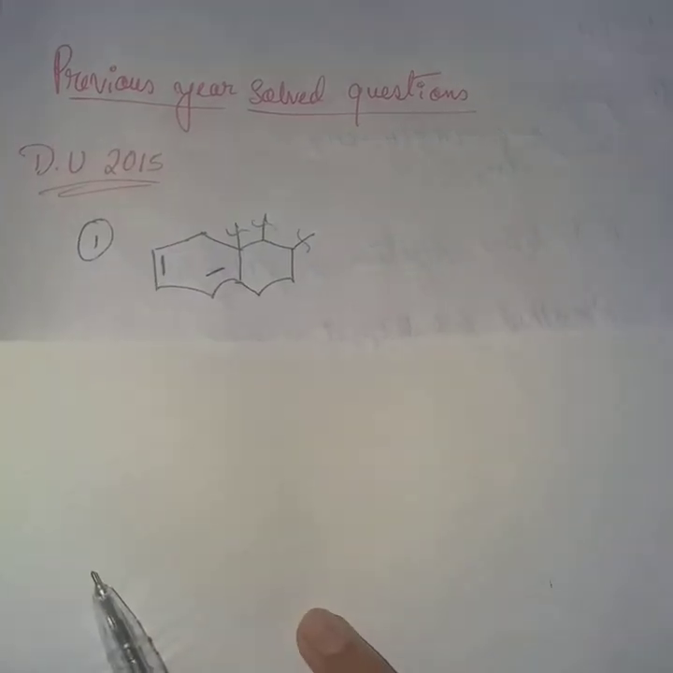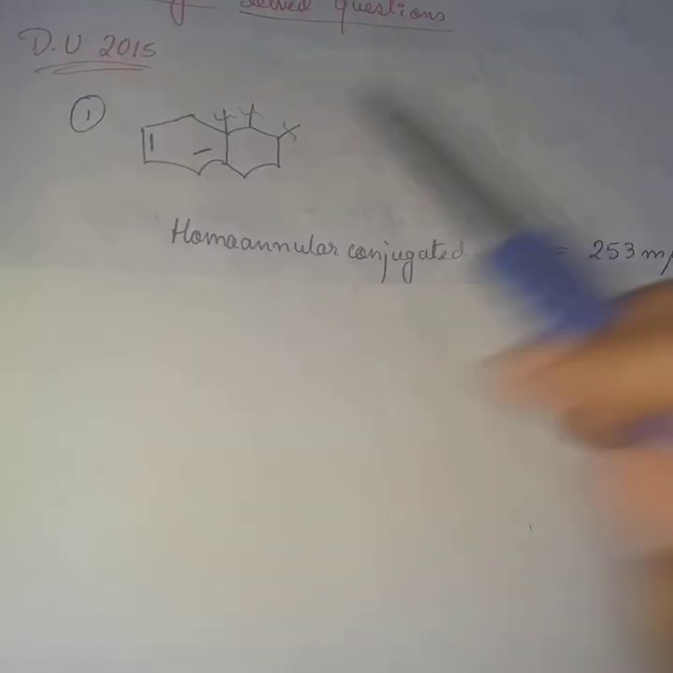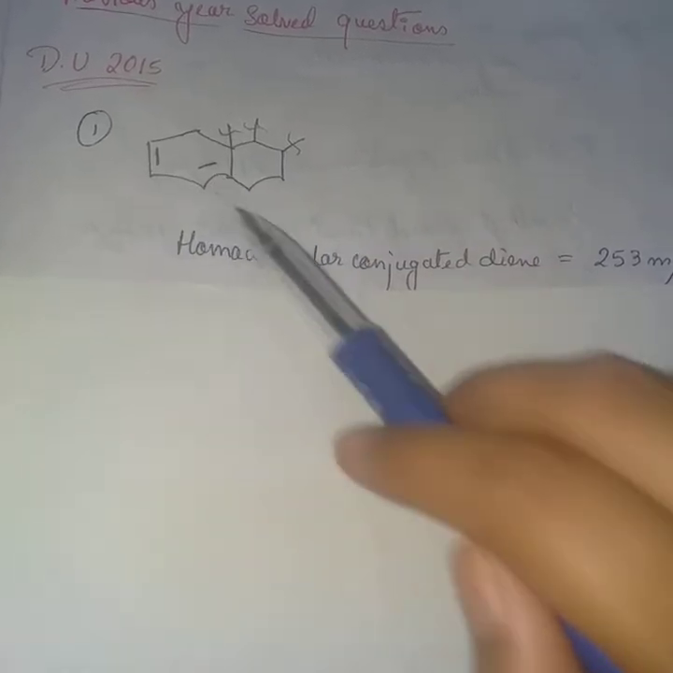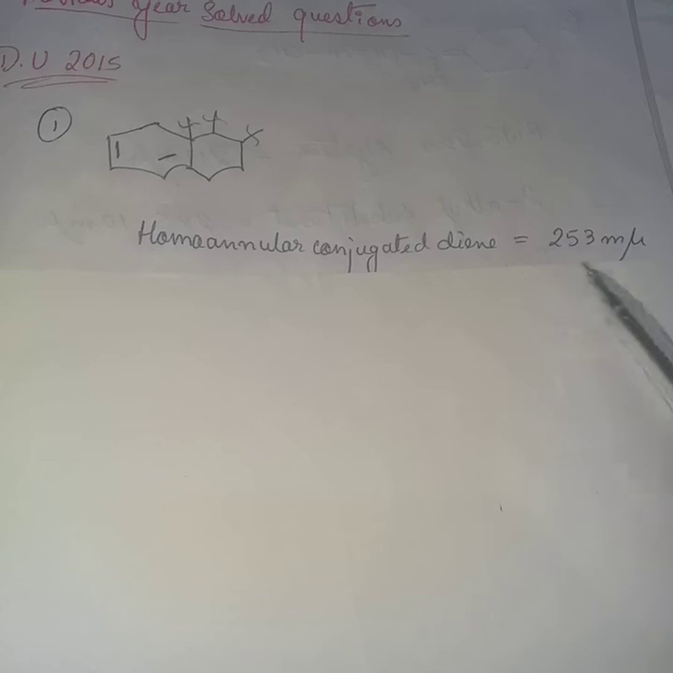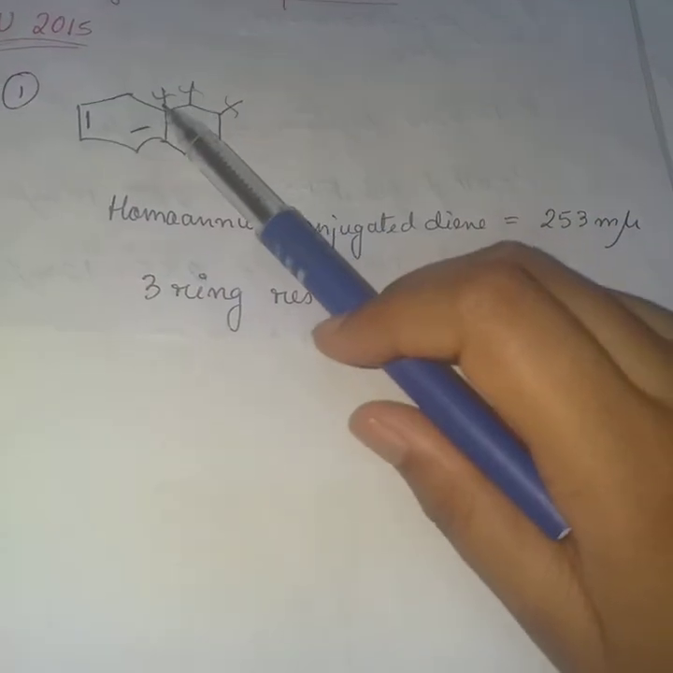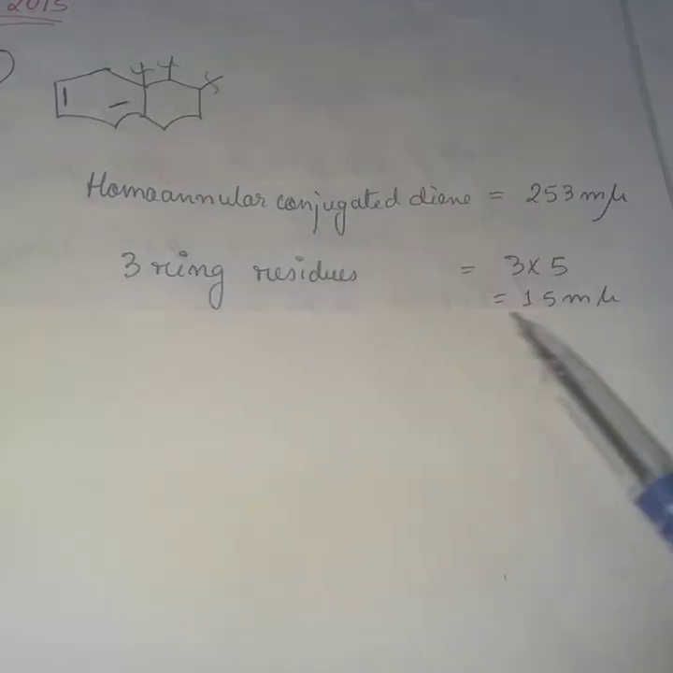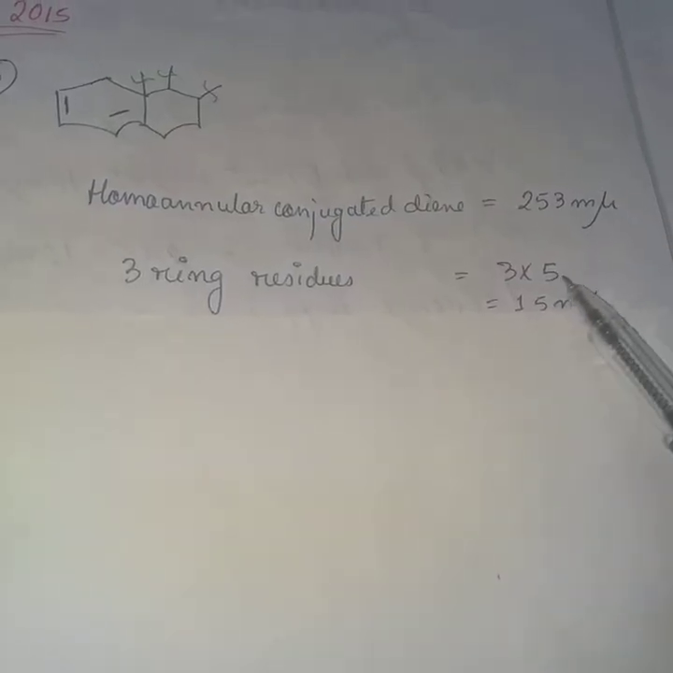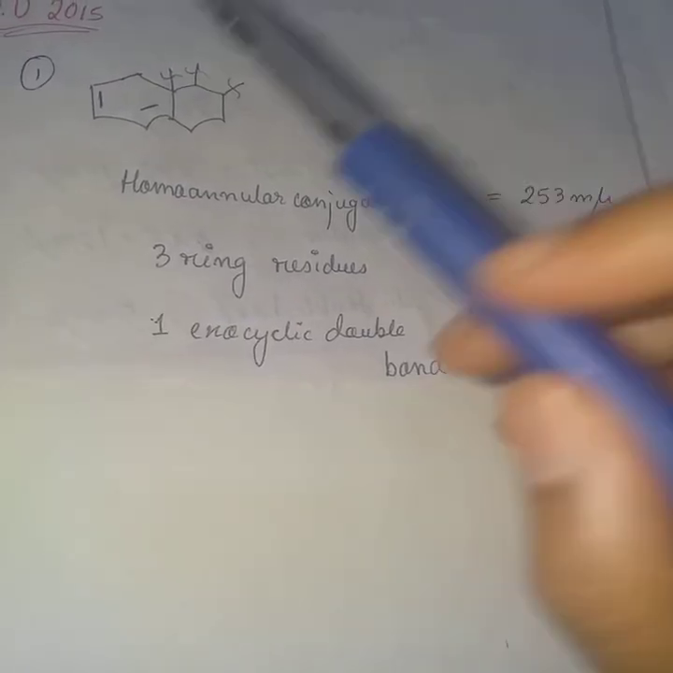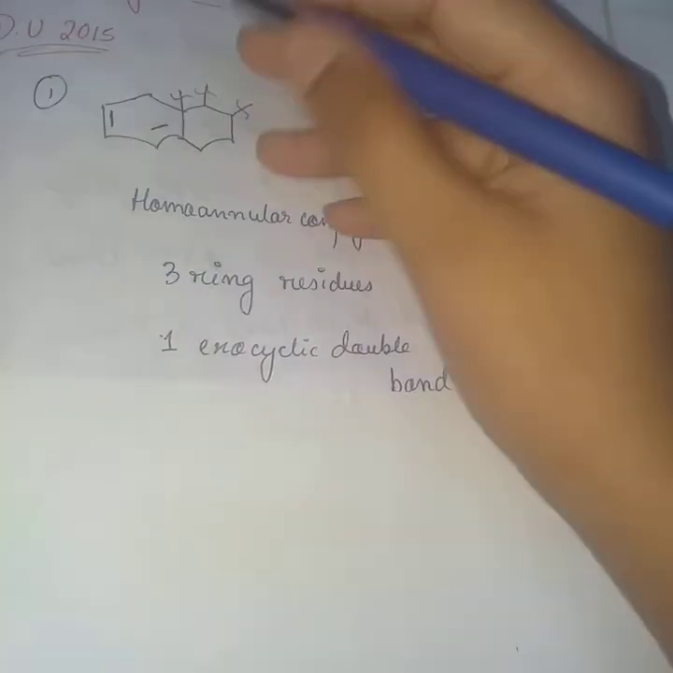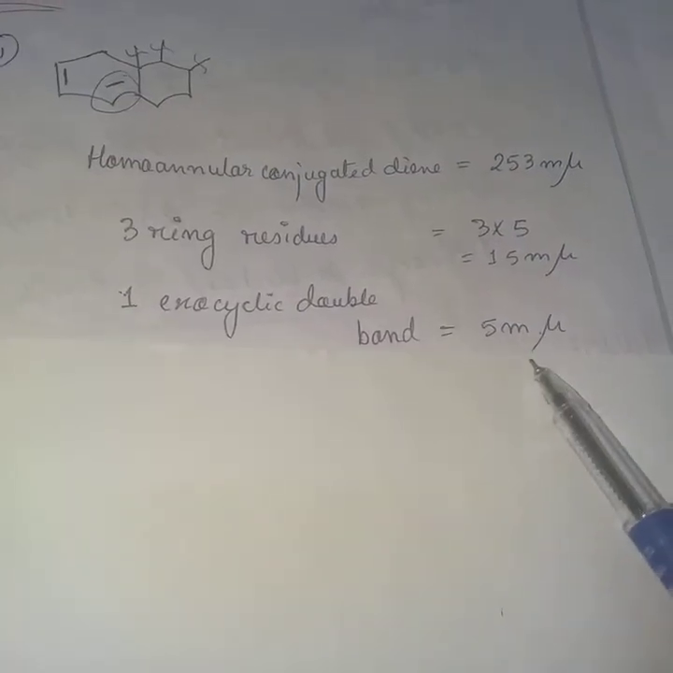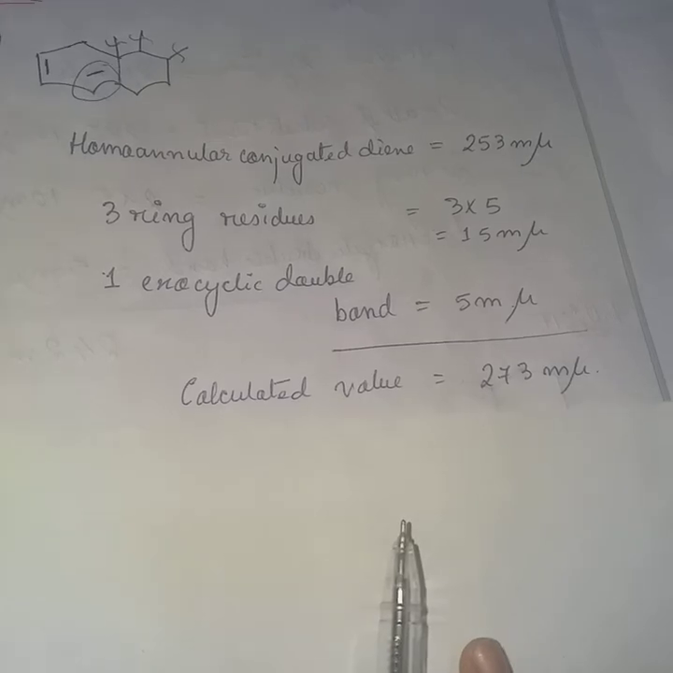In 2015 this question was there. As you see very well, this is a homoannular conjugated diene. Double bonds are in the same ring. So the parent value we have noted is 253 millimicron. Please note carefully, here are 3 ring residues, so we have taken the increment, we know for ring residue is 5 millimicron. Here is one exocyclic double bond also. See, this is the exocyclic double bond, so we have also taken for that. Now we will calculate the total value.